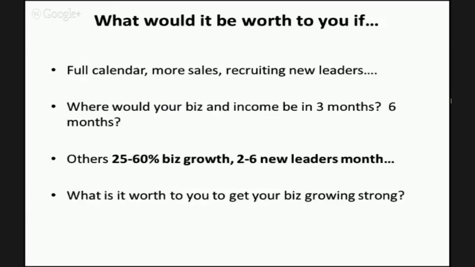If you were to book up your calendar full of some really strong meetings, and at every one of those events you were producing more sales and even recruiting new leaders, how much could your business and your income grow in the next 3 months? What if you kept that momentum up? How much would that grow over the next 6 months or a year?